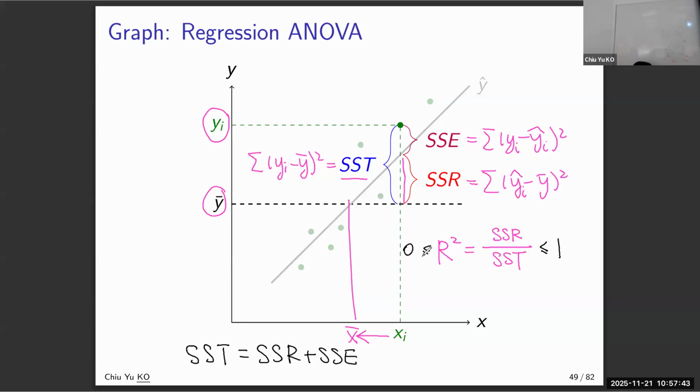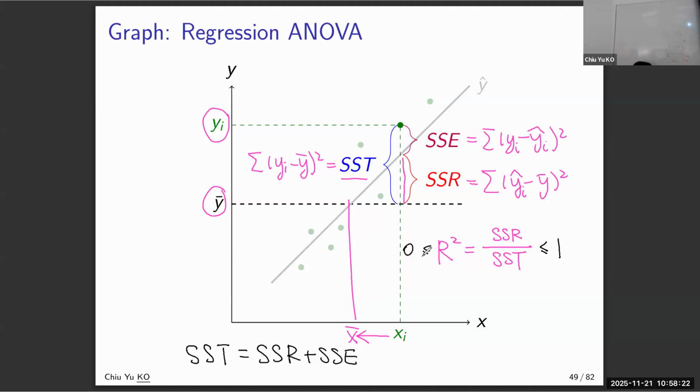What if R square is 1? R square is 1 means SSE is 0. If SSE is 0, it means every dot is on the line. Perfect fit. So 1 is perfect fit, 0 is the lousy fit. Okay? So that's the best thing you can imagine to have. If SSE is 0, then every dot is on the line, on the Y hat, right? So that means that this is a perfect fit, right? Because SSR equals SST, right? The thing you want to explain is actually fully explained by your model.